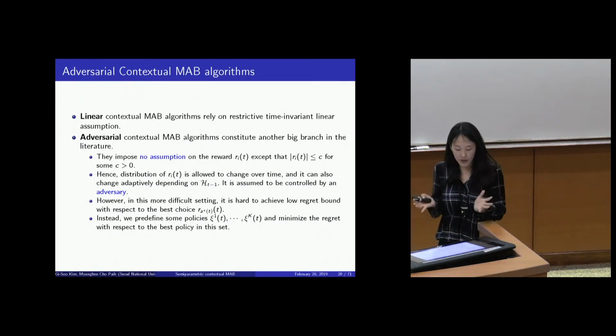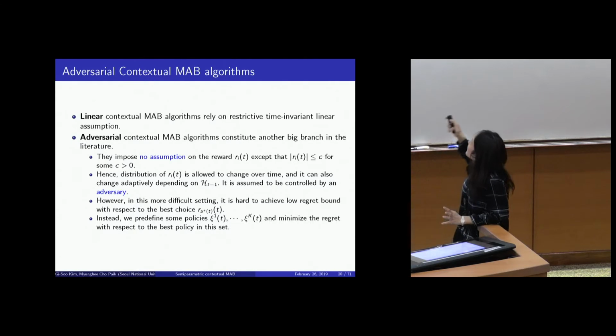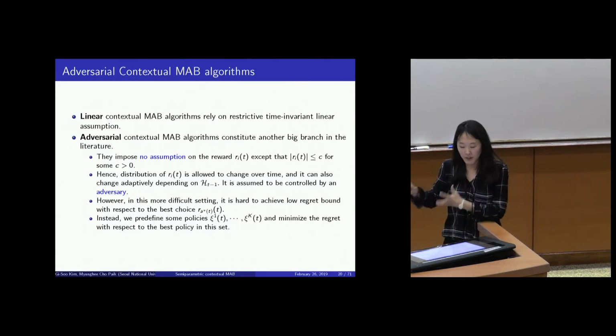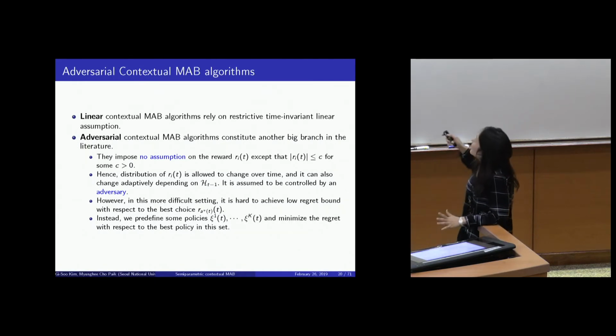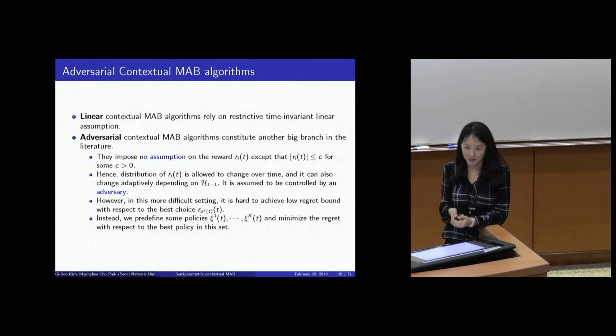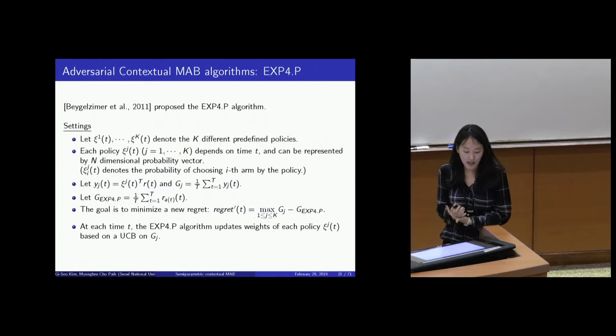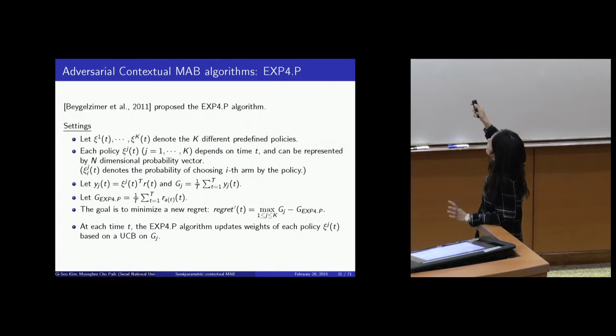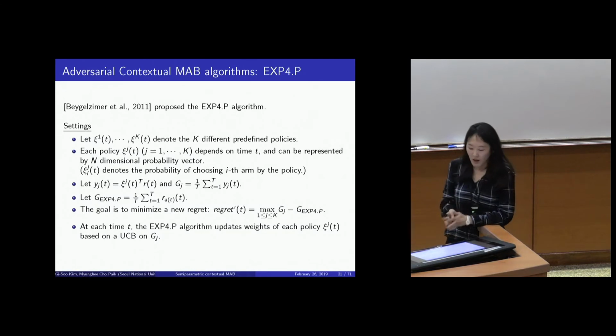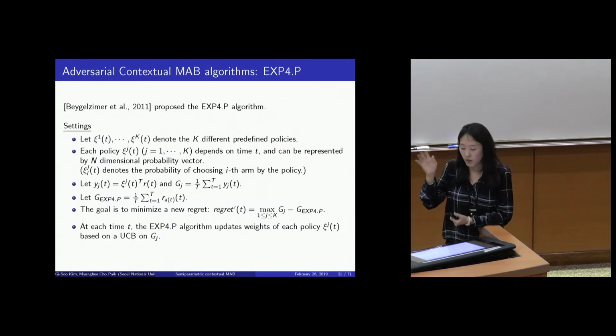So in this area, instead of minimizing this regret, we predefine some finite number of policies, and we target to minimize the regret with respect to the best policy among the finite ones. So Beygelzimer et al. proposed the EXP4.P algorithm, and I will skip the details, but I just note that they use a weaker notion of regret, where this term is the maximum total reward among the finite K policies.